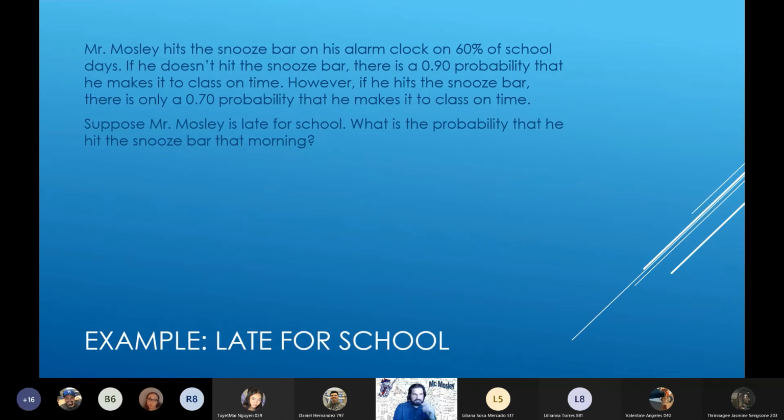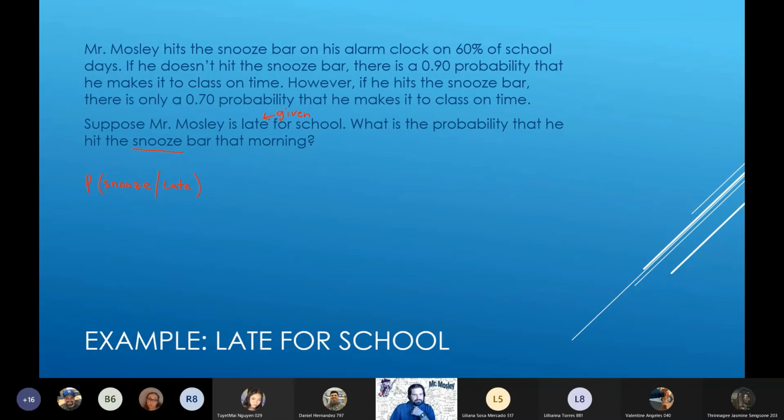Now, same context, different question. Suppose Mr. Mosley is late for school. What is the probability that he hit the snooze bar that morning? So now, being late is given. And I want the probability that I hit snooze. I'm finding the probability that I hit snooze given I was late. Now, unfortunately, this is not what we've solved already.